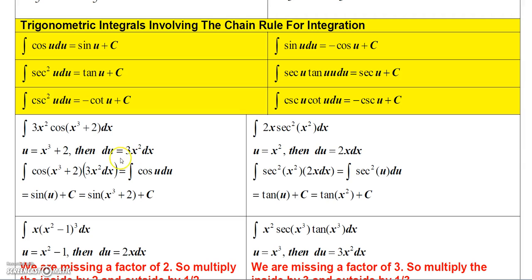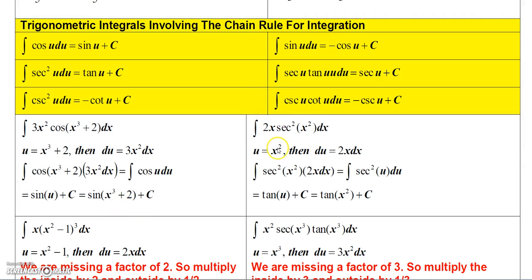Okay, so if you'll notice, if you rearrange it, there's the du. 3x squared dx, that's the du. And then this is cosine u. So I end up with the integral of cosine u times du. So now that worked out perfectly. It's in the right form. So the integral of cosine u du is sine u plus a constant. And then replace u with the substitution x cubed plus 2. So this integrates to sine of x cubed plus 2 plus a constant.